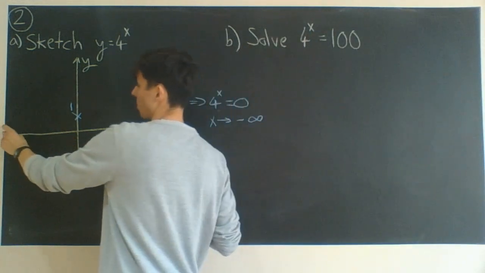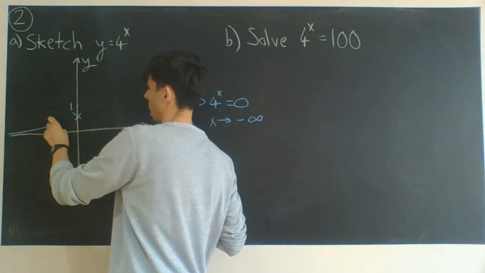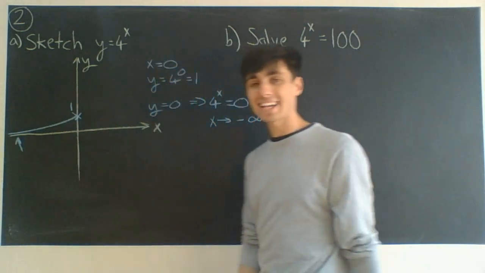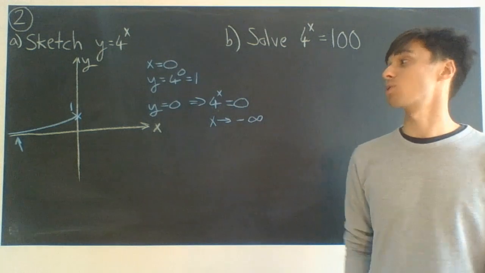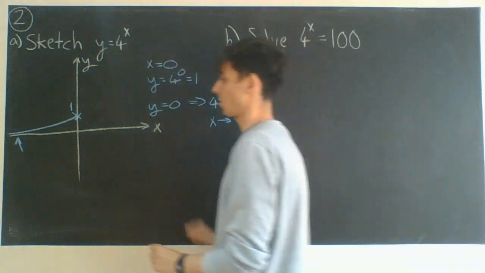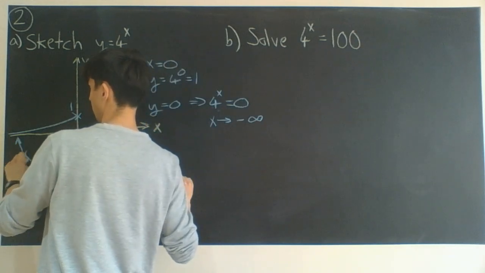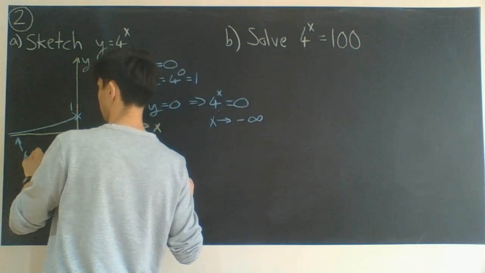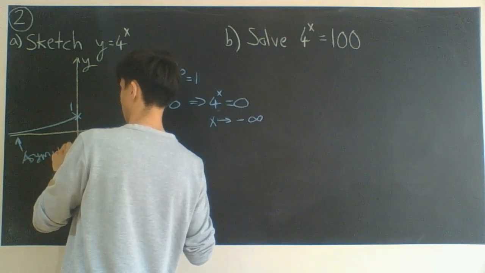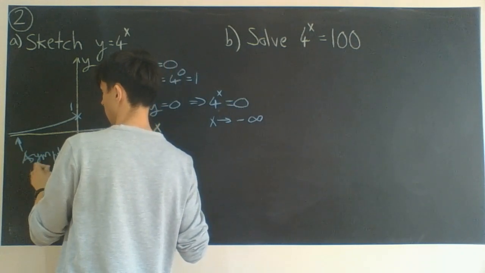This is actually a place where we see some asymptotic behaviour for our graph. As x gets really, really negative towards minus infinity, it tends towards y equals 0. So we could even put on here, this is an asymptote. And our asymptote is y equals 0.